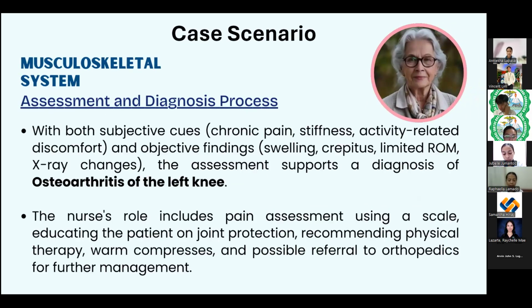For the assessment and diagnosis process, with both subjective cues, chronic pain, stiffness, activity-related discomfort, and objective findings, the swelling, crepitus, the limited range of motion, X-ray changes, the assessment supports a diagnosis of osteoarthritis of the left knee. The nurse's role includes pain assessment using a scale, educating the patient on joint protection, recommending physical therapy, warm compresses, and possible referral to orthopedics for further management.